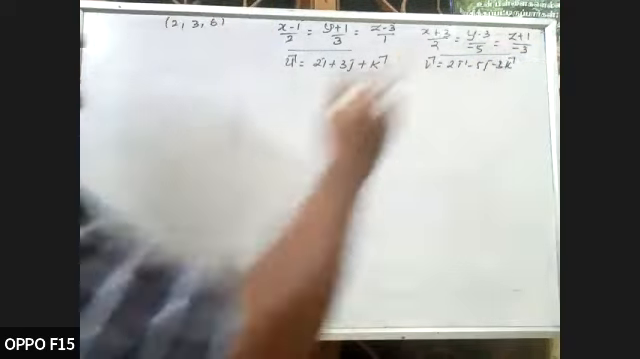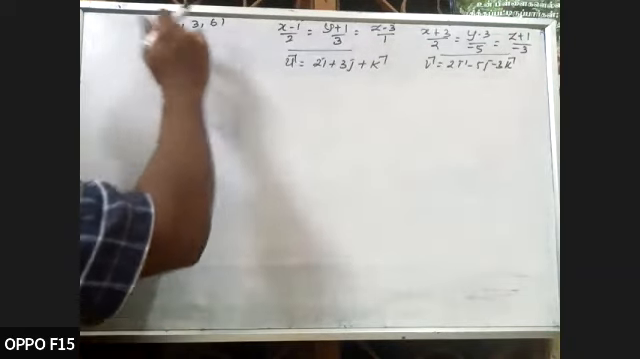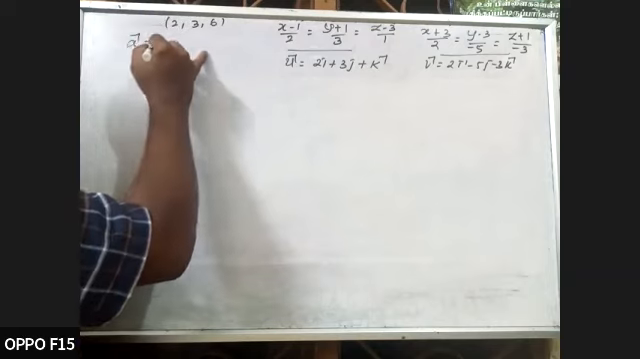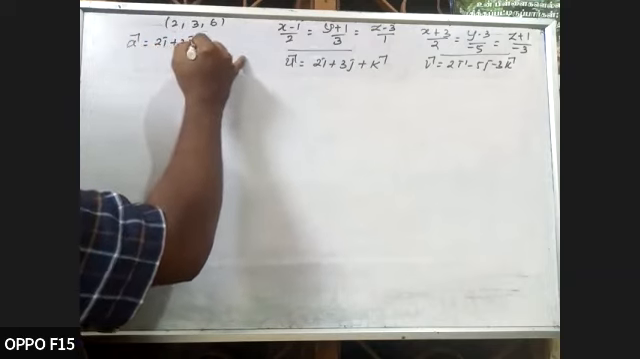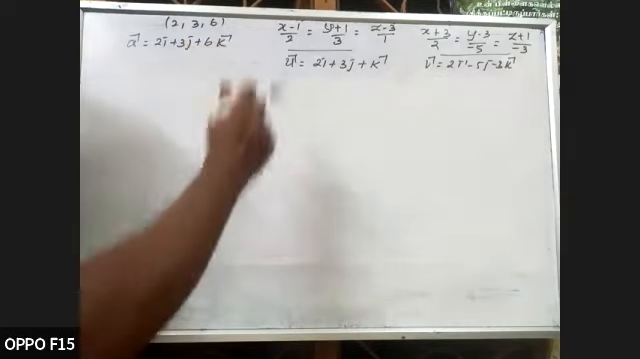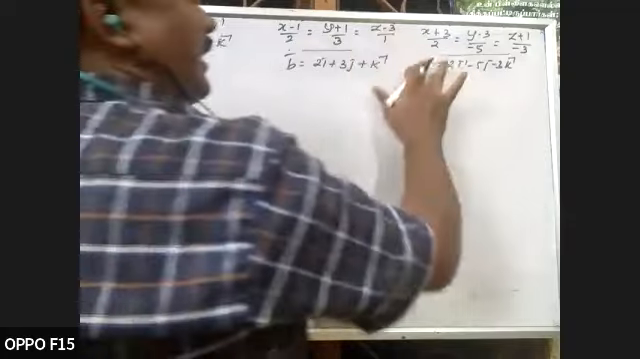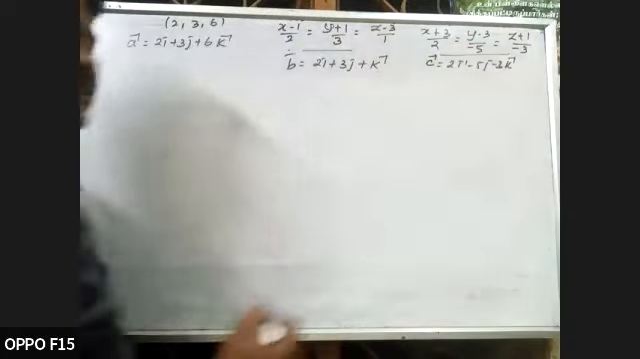Usually I take them as a, b, c. To differentiate whether it is a parallel vector or a point, I take the point as the a vector: 2i plus 3j plus 6k vector. You can also take these as b vector and c vector, no problem. If it is clearer to you that way, you can take it like that.